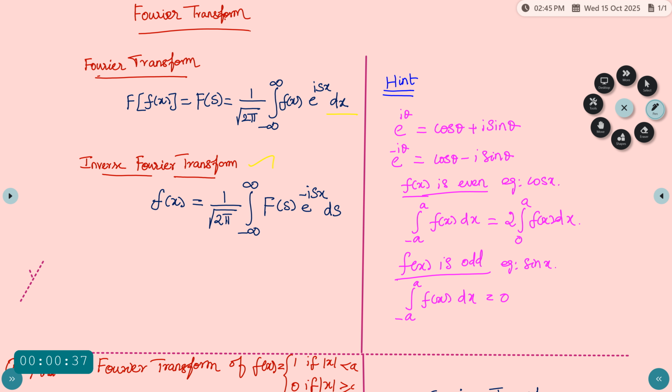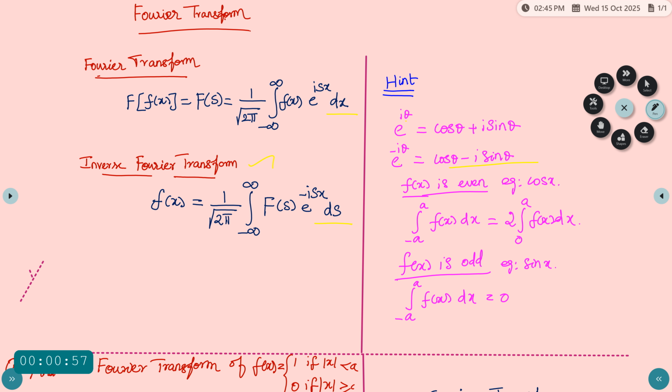Here we integrate with respect to x, and in the inverse we integrate with respect to s. These are the hints we are going to use to solve Fourier transform problems. e power i theta is equal to cos theta plus i sin theta. Similarly, e power minus i theta equals cos theta minus i sin theta.